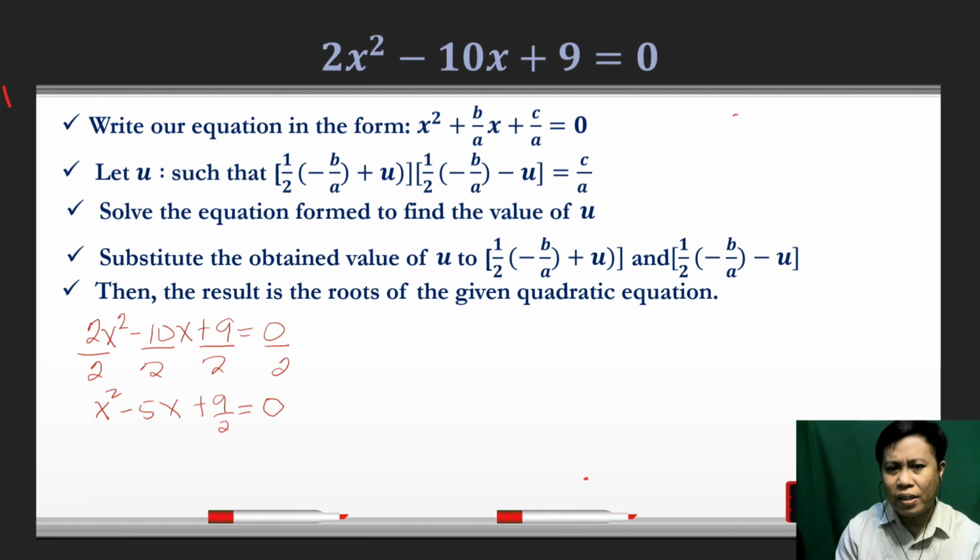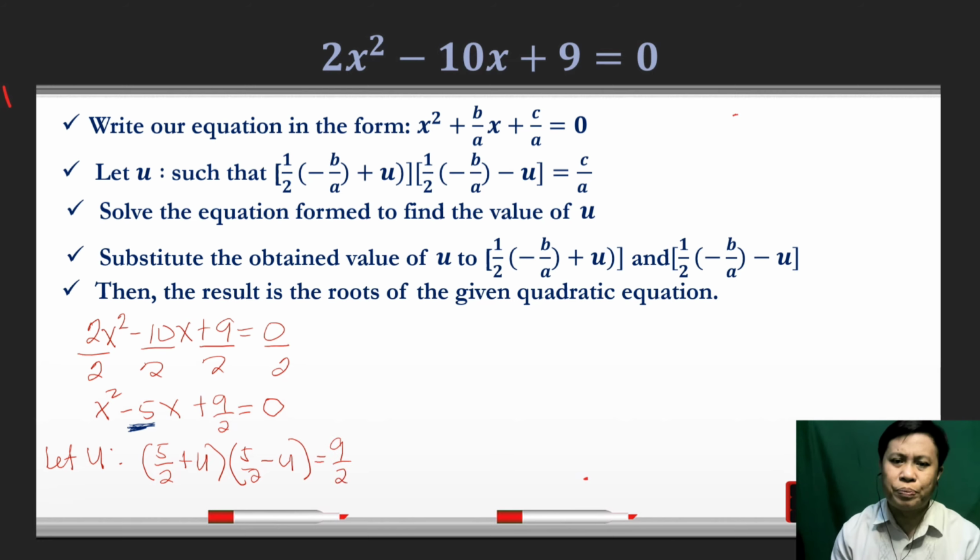Okay? Then mag-assign tayo ng another variable, so let us u, such that yung kalahati ng additive inverse ng x. So ang additive inverse ng negative 5 is 5. Ito, kalahati ng additive inverse nito ay 5 over 2. Kasi pag sinabi natin kalahati, that is the same as dividing it by 2. Then plus the u, then 5 over 2 minus u should be equal to 9 over 2.